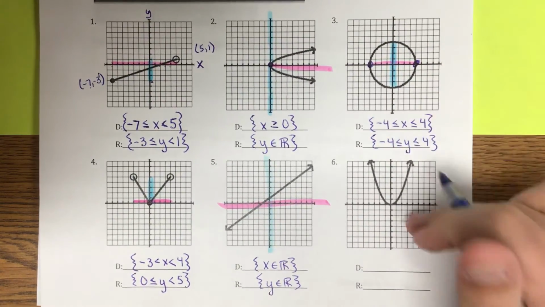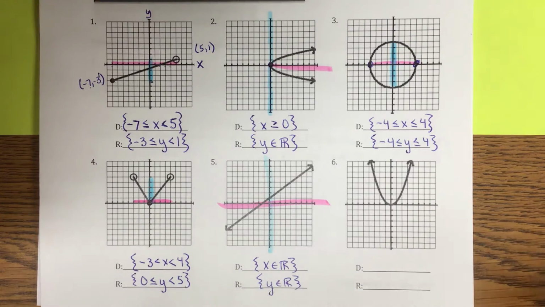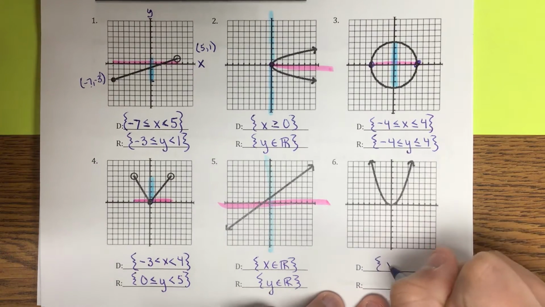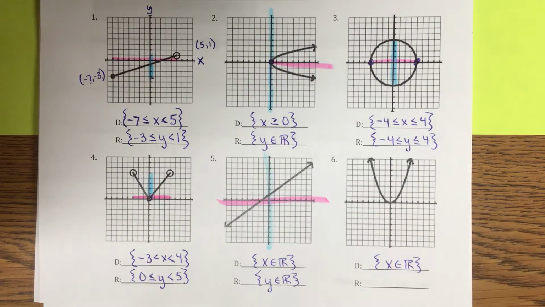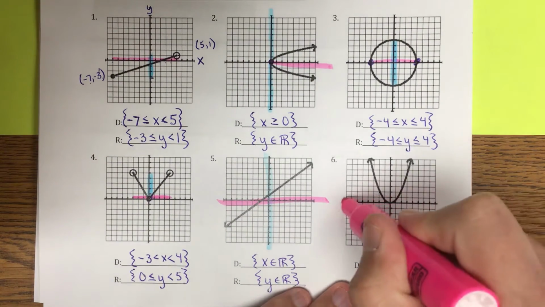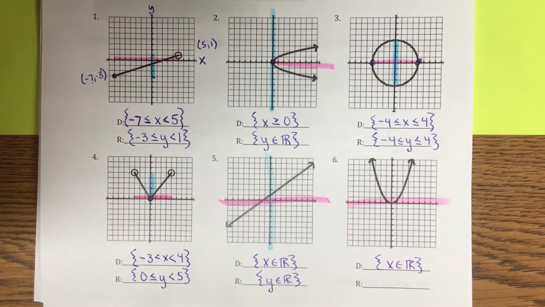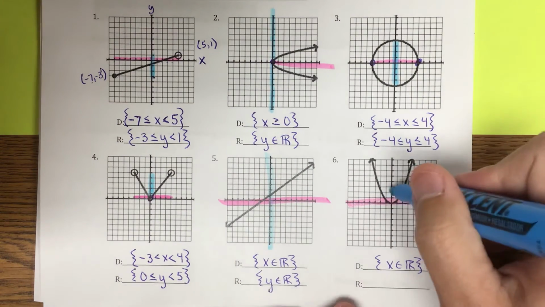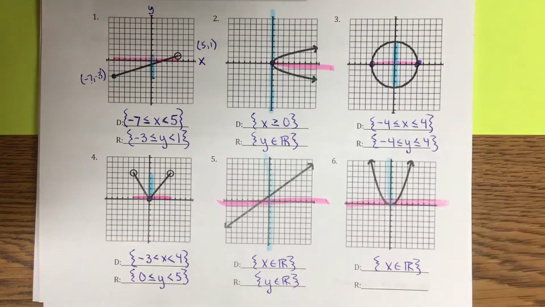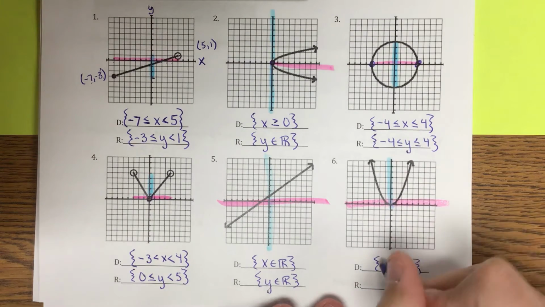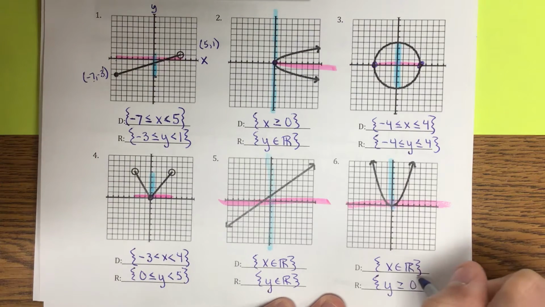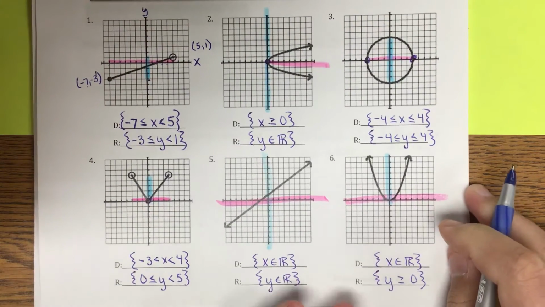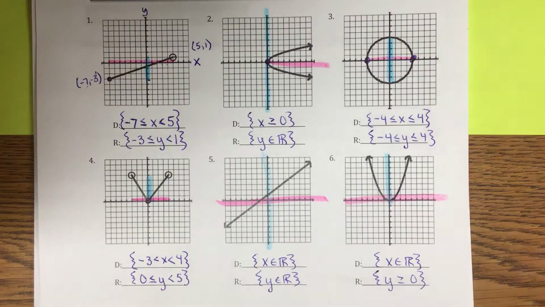And the last one is a parabola. So we've talked about these before. A parabola will always have a domain of any real number because it goes to the left and it goes to the right. But the graph does not go down at all, so the range is restricted to be y is greater than or equal to 0. So some examples for you here about using a graph to find the domain and range.